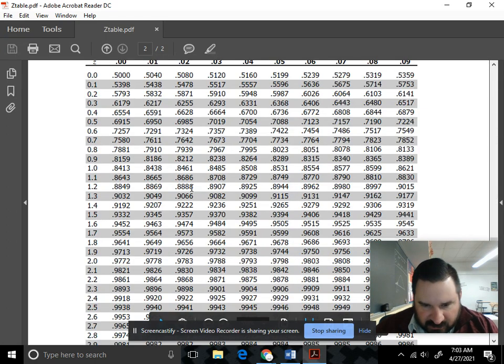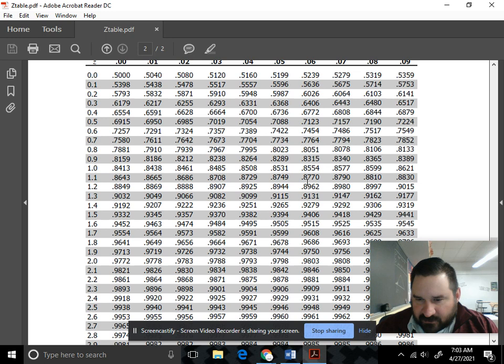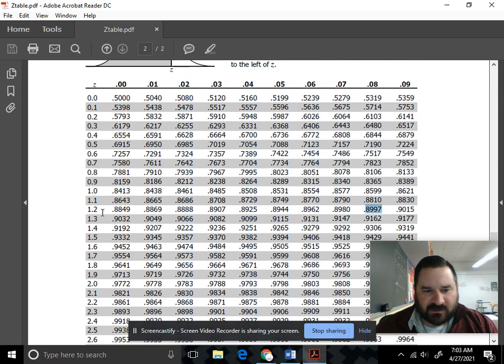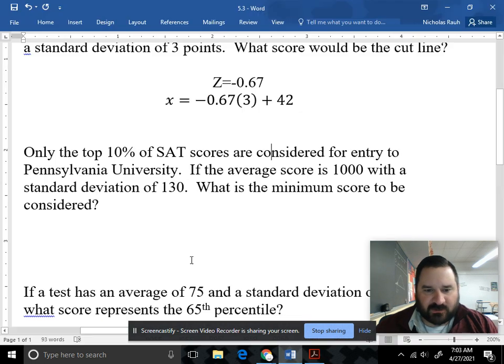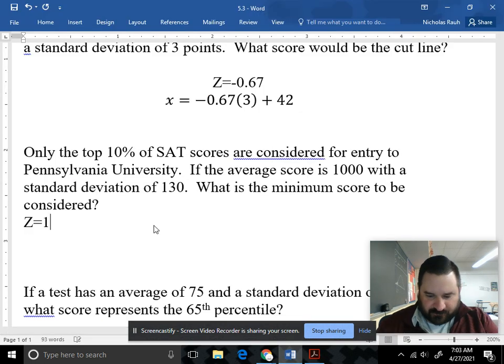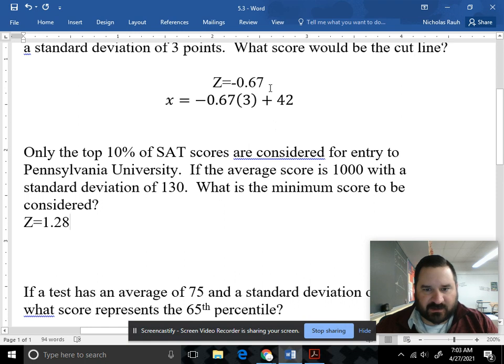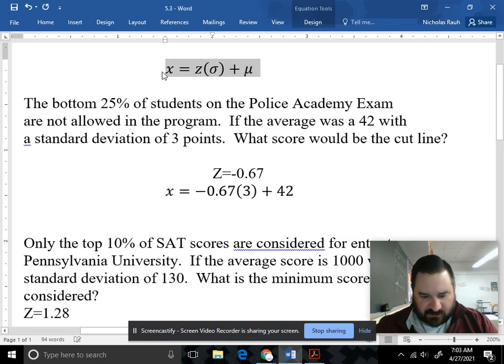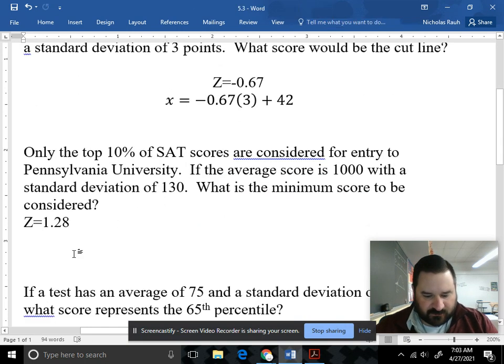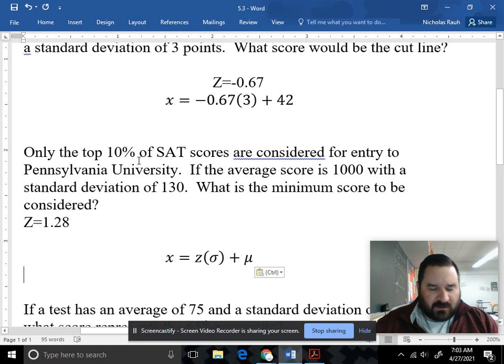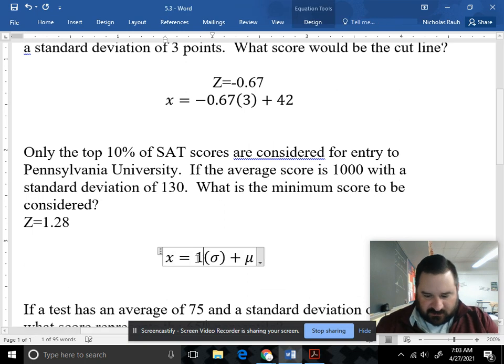It's in the positive section. Again, these go in order, so you're not just looking for a needle in a haystack. There's your closest one, 8997. Next one up is 9015. That's too high. So the z-score is positive 1.28. So 1.28 is your z. That's going to go into our formula again. So z is 1.28.